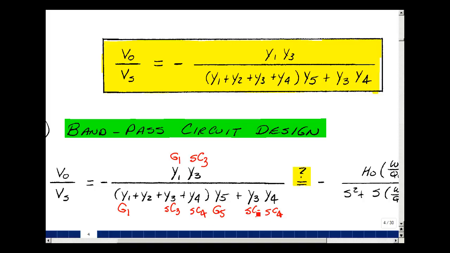So I get S squared, got S to the 1, S to the 1, S to the 0. So this could be either a resistor or a capacitor, but capacitor is a little more expensive than resistor, so I'll pick this to be a resistor. We can do the same technique for a low-pass or a high-pass circuit. Let me go back to full size again.